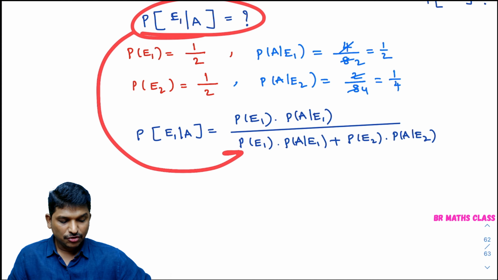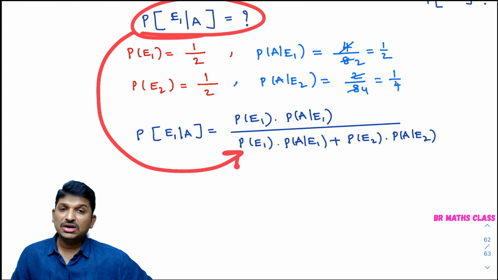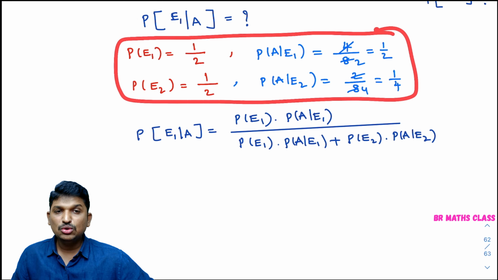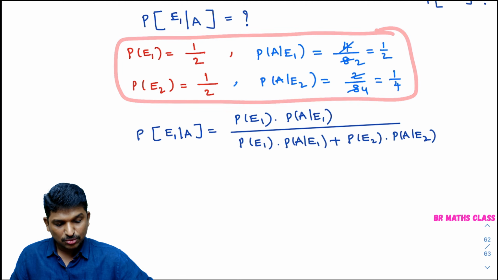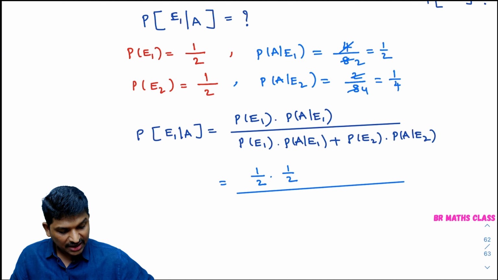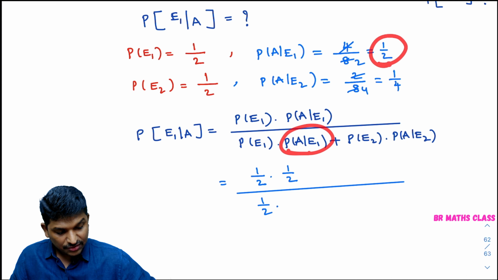Probability of E1 by A formula is this one. Now what are needed? Those things I calculated. Now I'll just substitute all these things in the formula. Substitute probability of E1. What is probability of E1? 1 by 2. Probability of A by E1, 1 by 2 whole divided by, see here, probability of E1 is 1 by 2, into probability of A by E1. What is probability of A by E1? Probability of A by E1 is 1 by 2.